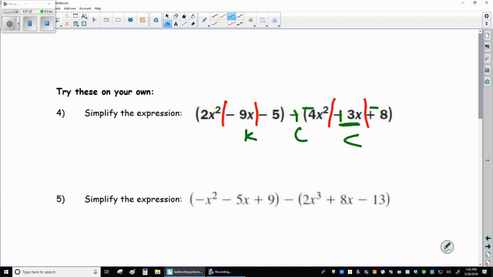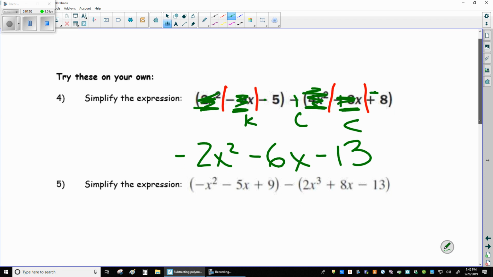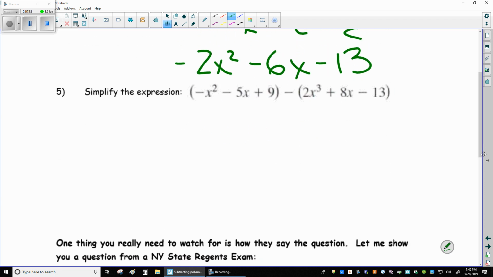So now let's start combining. How many x squareds do I have if I have this positive 2 and this negative 4? I have negative 2 x squareds. How about regular x's? If I have a negative 9 and a positive 3, I have negative 6 x's. And last but not least, I have a minus, because that's negative, and this is negative 13. Pretty easy, right? One more for you guys to check and see if you did correctly, and then I have a little curveball to throw at you.